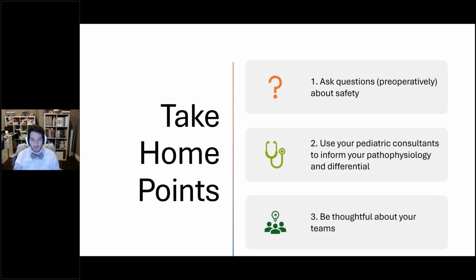Are there other modalities of treatment outside of what they're asking for that I have experience with that I can apply? The second question, as always, is using your pediatric consultations to build the question of how is the pathophysiology and perhaps the differential different than what I'm used to? How do I have to approach this problem differently in terms of my sampling techniques to meet that need?